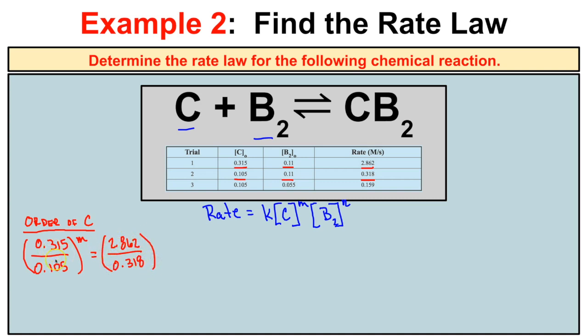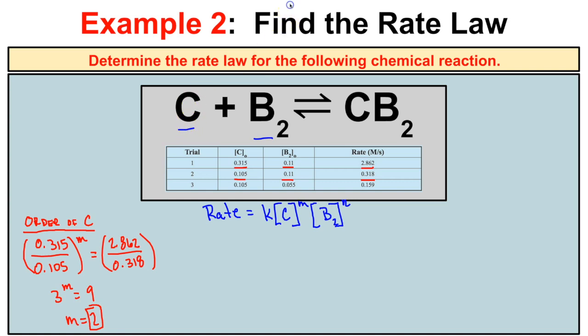And when we put this in our calculator, we're going to end up with 3 to the M power equaling 9. So 3 to what power equals 9? Well, 3 squared equals 9. So in respect to reactant C, we have a second order reactant right here.